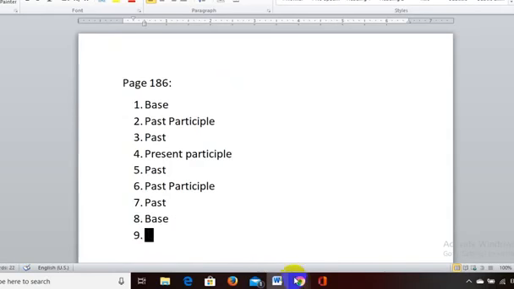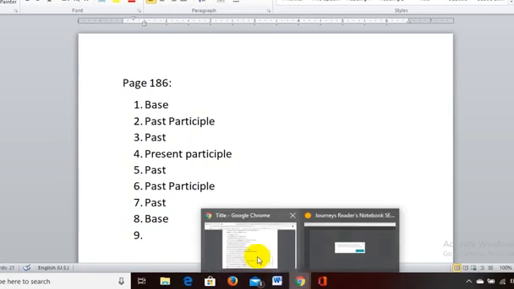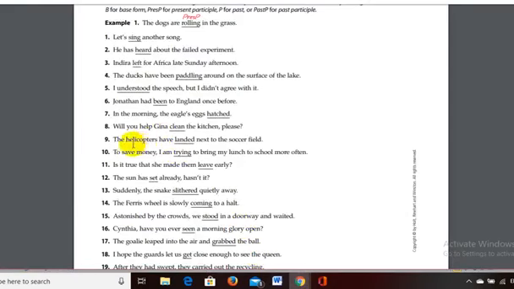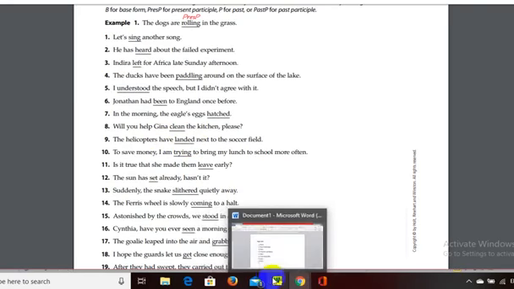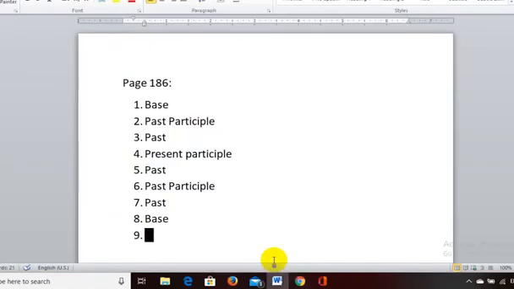Alrighty. Number 9. The helicopters have landed next to the soccer field. Have, right, the helping verb, landed. So landed is in which form? Yeah, the past participle form. Excellent.